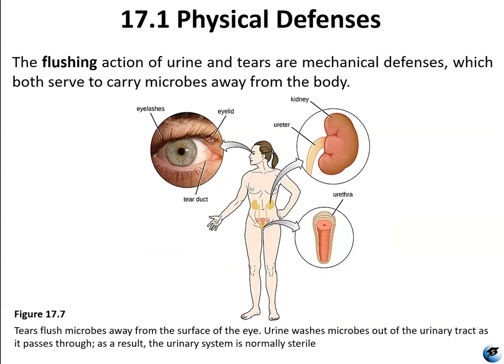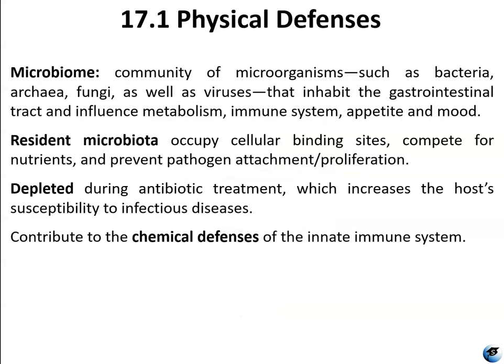The flushing action of urine and tears are examples of mechanical physical defenses. These both serve to carry microbes away from the body. Obviously, your tears are going to flush microbes away from the eyes. Urine washes microbes out of the urinary tract as it passes through, and as a result, your urinary tract is normally sterile. The microbiome is a community of microorganisms such as bacteria, archaea, fungi, and even viruses that inhabit the gastrointestinal tract and influence metabolism and immune system.